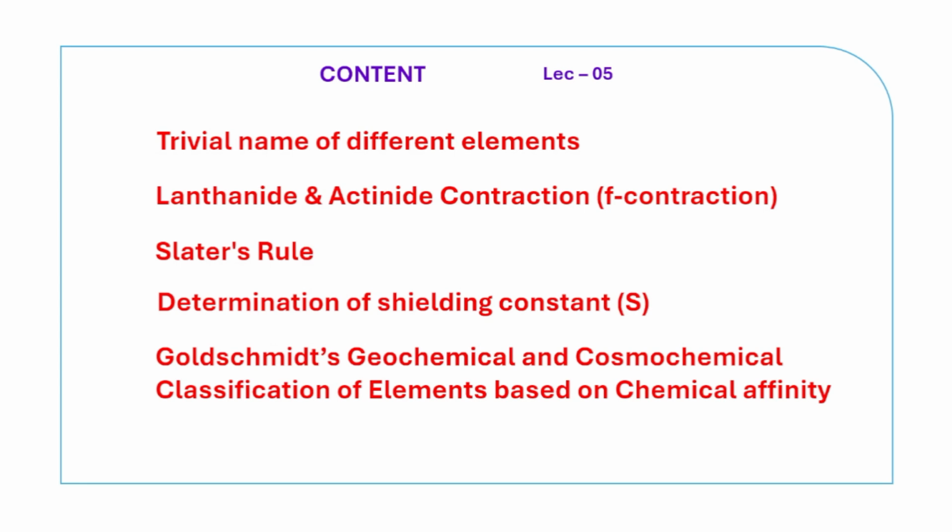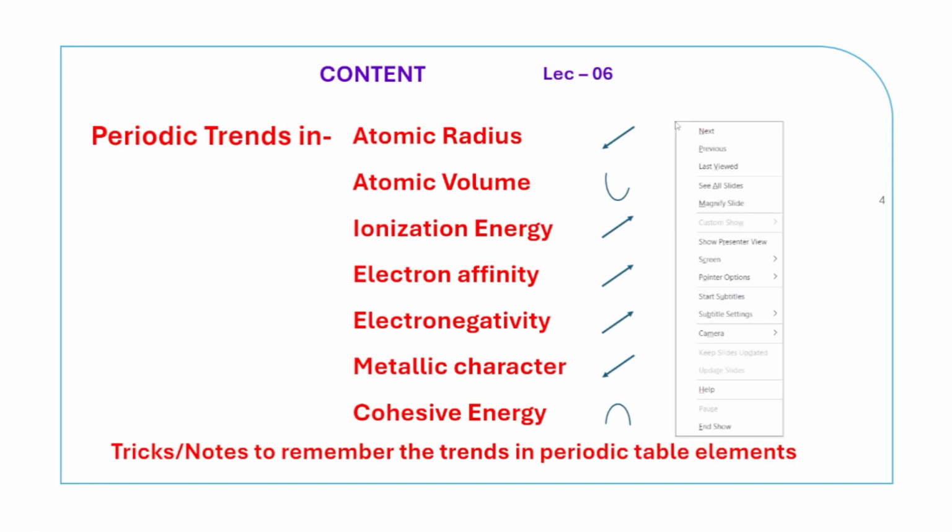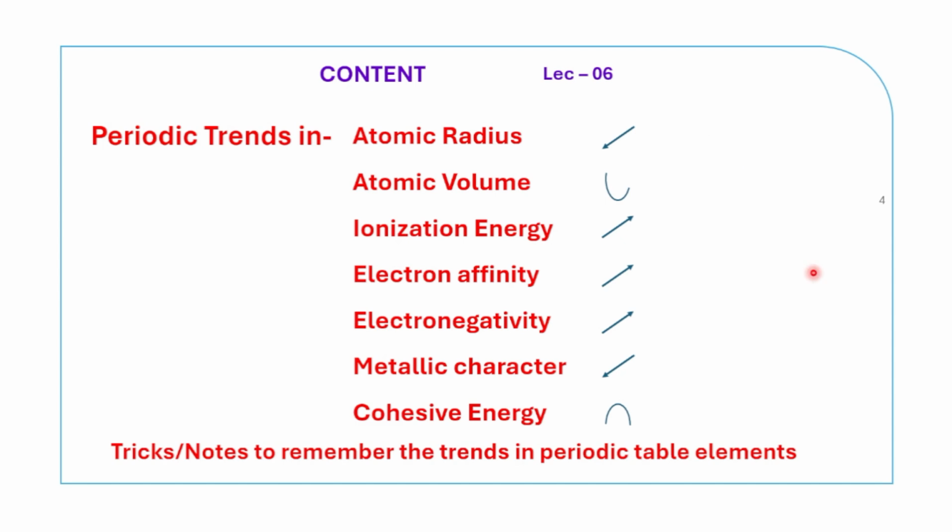Now this lecture 6 is going to be a longer video because in this video I am going to discuss in detail all the periodic trends. So just let me take the laser pointer. In this video, we will discuss the periodic trends in atomic radius, atomic volume, ionization energy, electron affinity, electronegativity, metallic character, and cohesive energy.